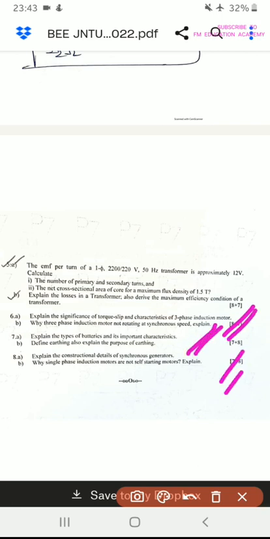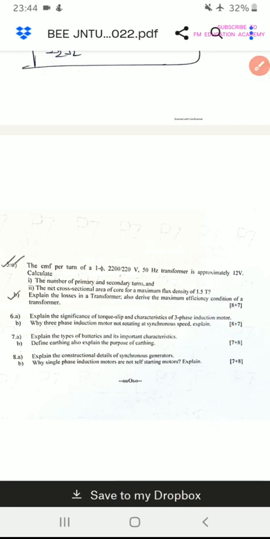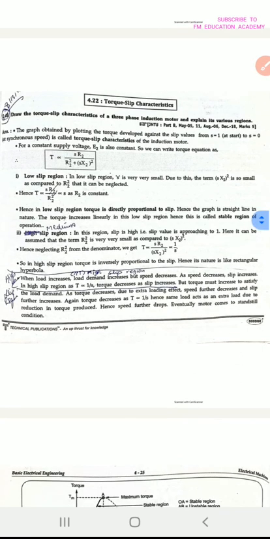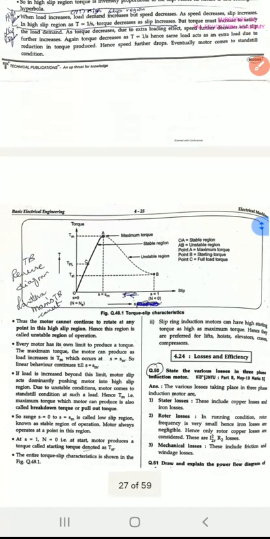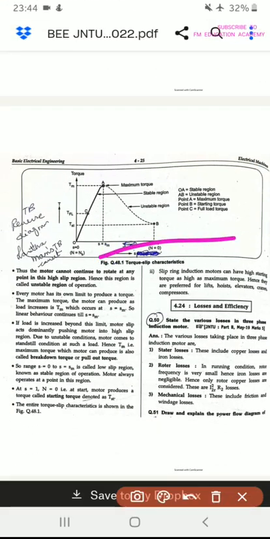So 6A is: explain the significance of torque, slip and characteristics of a three-phase induction motor. This was the answer. Torque slip characteristics: low slip, medium slip, high slip. Explain these characteristics and the parts, and what happens when slip is 1 and when it is 0.